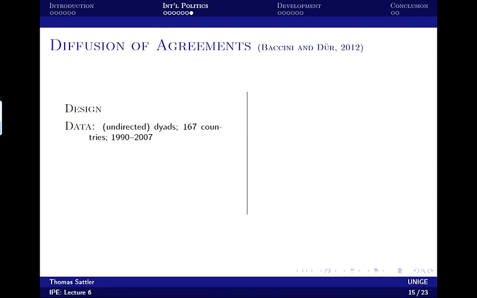What are we trying to explain today? So we try to explain trade agreement. So the dependent variable is whether we have a trade agreement in this dyad, right? Whether in 1990 we have a preferential trade agreement between the EU and Mexico or not. And whether we have one in 1991, 1992, and so on. So that's the dependent variable.